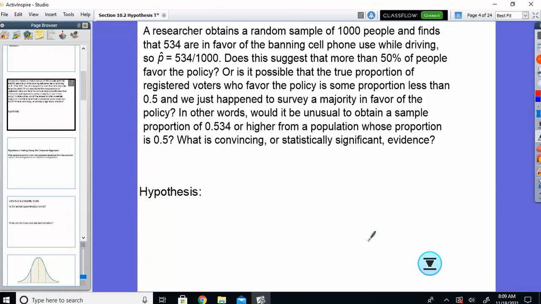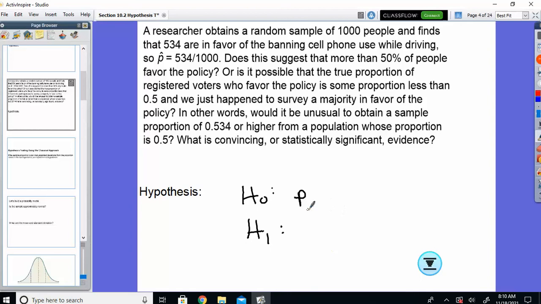Okay. In other words, what we're trying to decide, would it be unusual to obtain that sample proportion? And what would be convincing? So we'll be looking at problems like this. We'll have to start out with the null and alternative hypothesis. We are talking about p hat, and that is going to be the case for everything that we're doing today. We're going to be looking at our proportion.